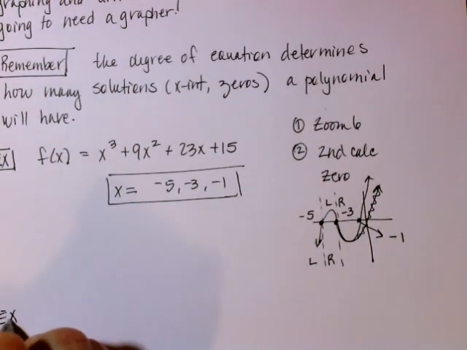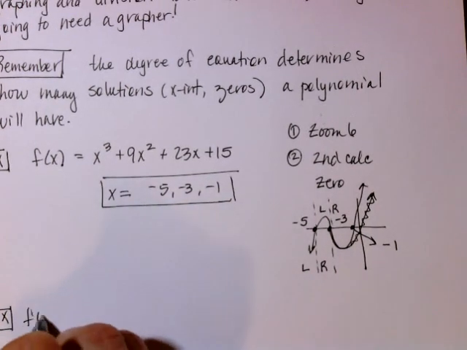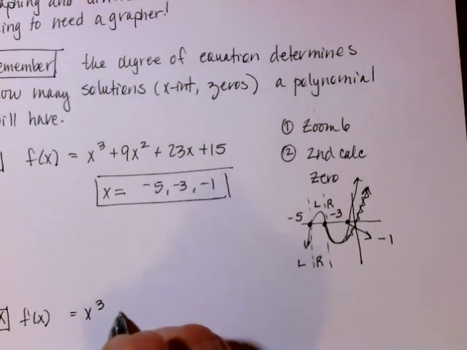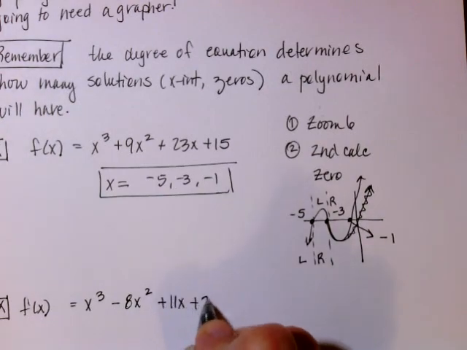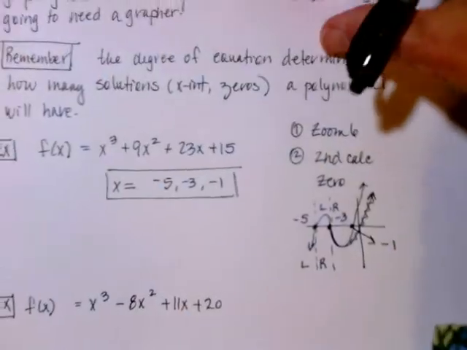Now, we actually have a really, really short lecture today, which is very nice, because most of it's going to be done graphically. So I have x to the third minus 8x squared, and then plus 11x plus 20, and the directions are going to say find the zeros.